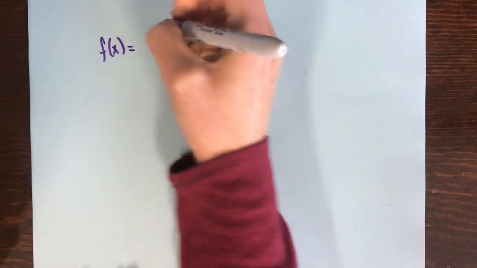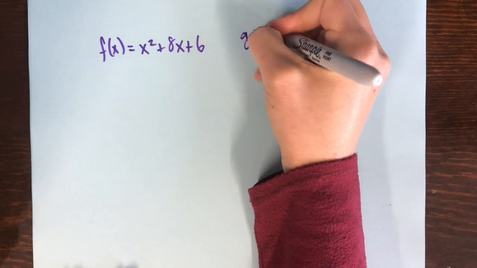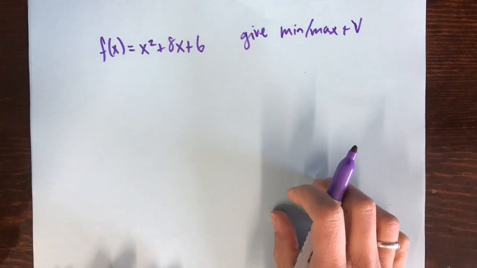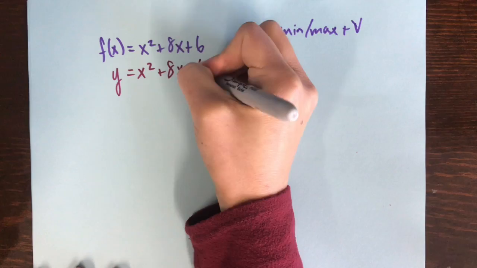So let's look at this more specifically. Let's say that I have another function. We're just going to do another function here. But this time I want to give the minimum or maximum value, and I want to give the vertex. So without drawing a graph, can you determine whether it has a minimum or maximum? What is it? Okay, let's talk about this.